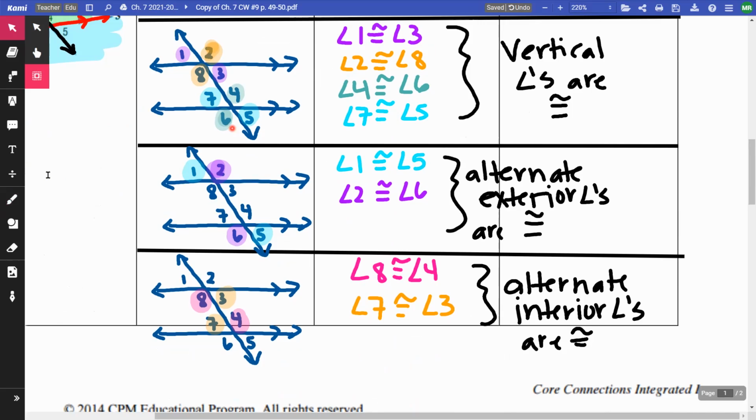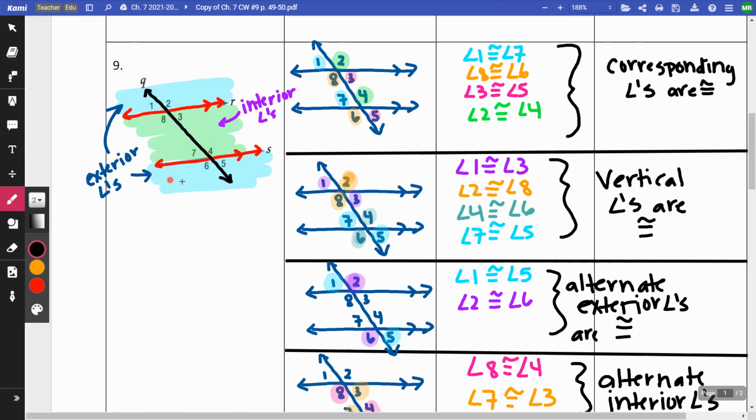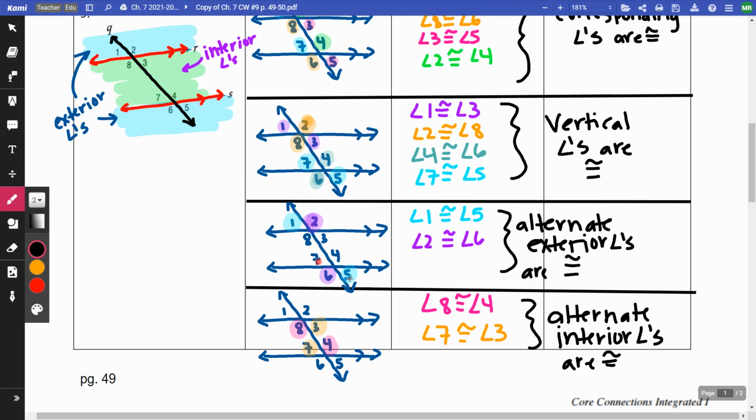Next, I talked about exterior over here, where outside of my parallel lines is my exterior and in between is my interior. So 1 and 2, 6 and 5, those are exterior. Now you'll notice that 1 and 2 are on opposite sides of the transversal. We call that alternate. And they are exterior angles. So alternate exterior angles. And alternate exterior angles are congruent. So 1 is congruent to 5, 2 is congruent to 6.